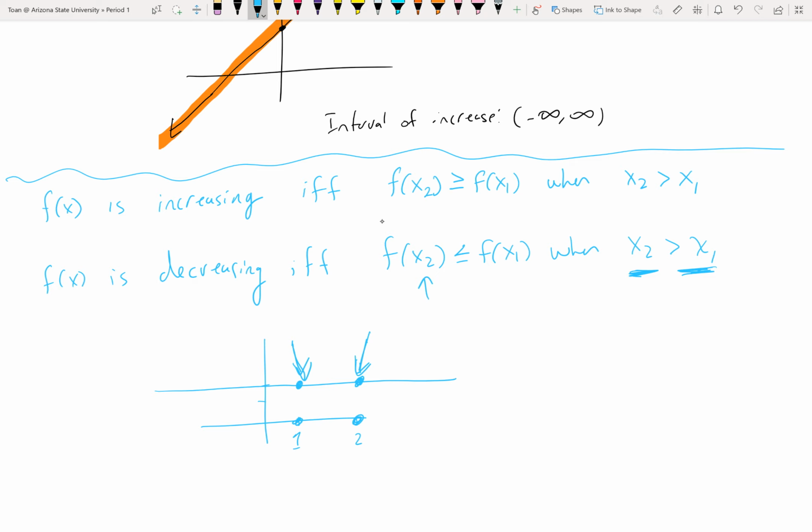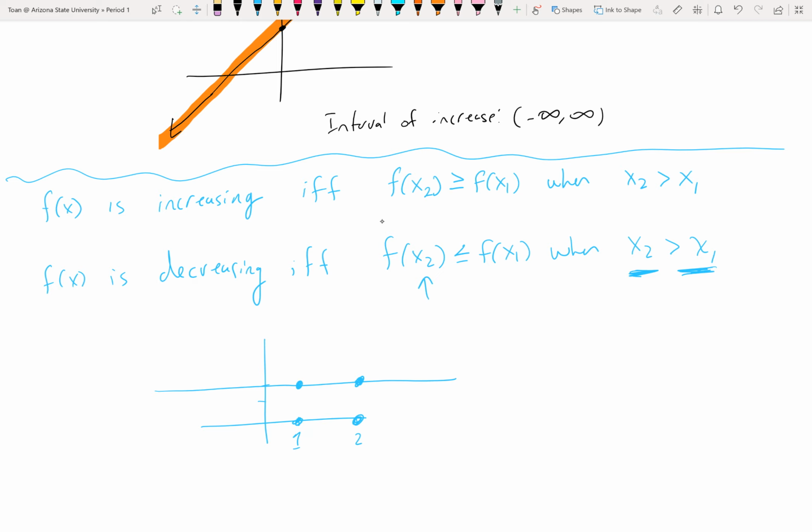Yes, it's true. This y value is certainly less than or equal to, I'm emphasizing for a reason, this y value. So by this definition, this function is decreasing as well. So increasing and decreasing. A horizontal function, strictly by the definition, is both increasing and decreasing at the same time.